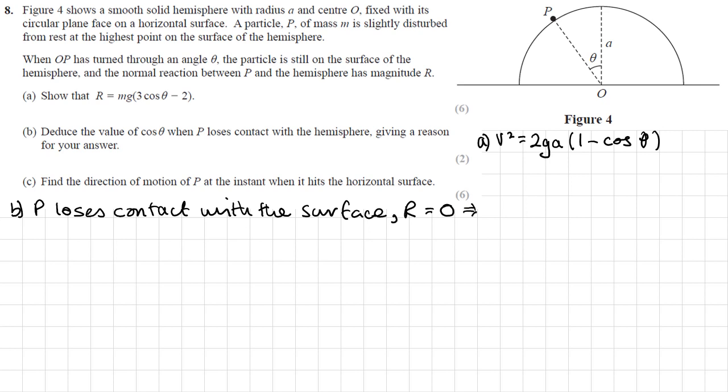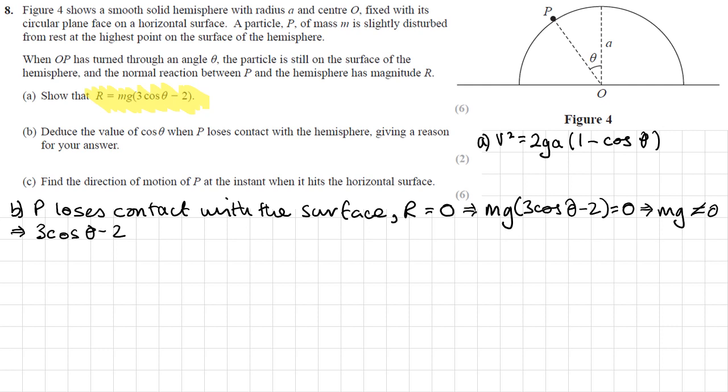So if R is equal to 0, that means that this here is equal to 0. So mg times 3 cos theta minus 2 is equal to 0. Now mg cannot be equal to 0. So that means that 3 cos theta minus 2 is equal to 0. Move the 2 across, divide by 3. And so we have cos theta is equal to 2/3.